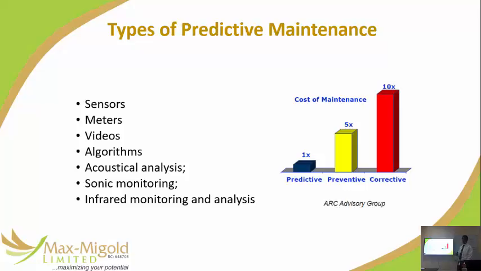Algorithms. These are software actually that help you to analyze certain data. Acoustic analysis: the level of noise is now generating. Sonic. This is more about light. Infrared monitoring and analysis. This is where you actually use IR cameras to take thermal imaging, and you take all of those analyses and you are doing predictive.